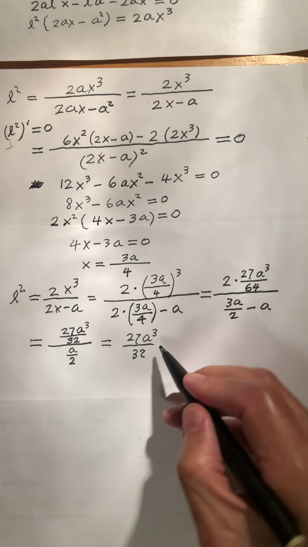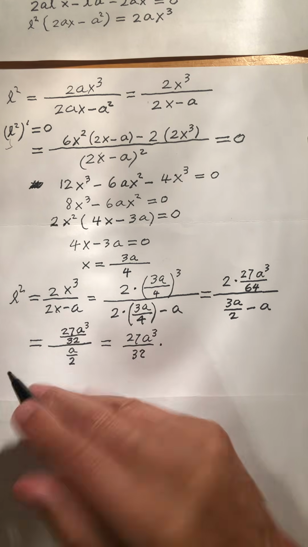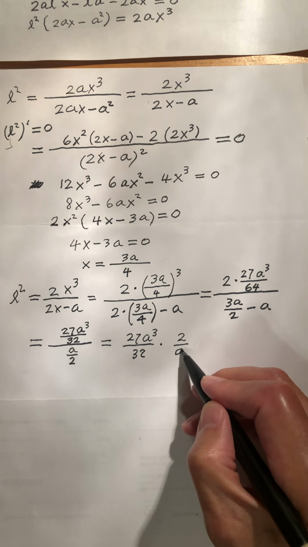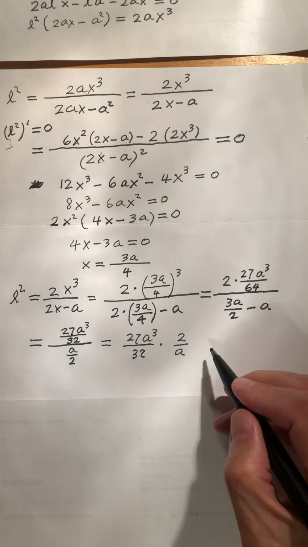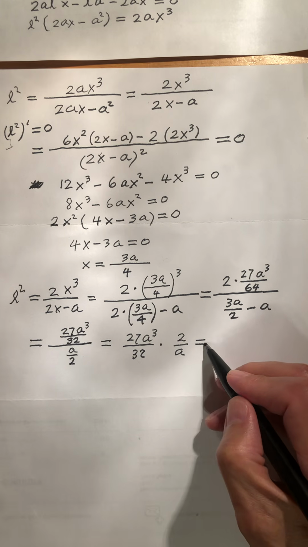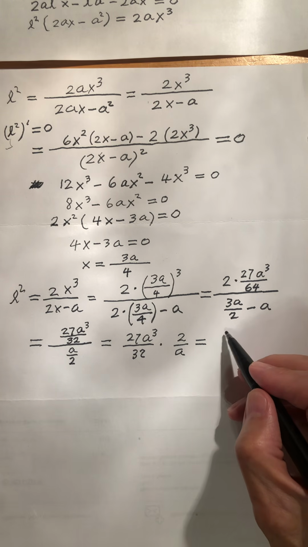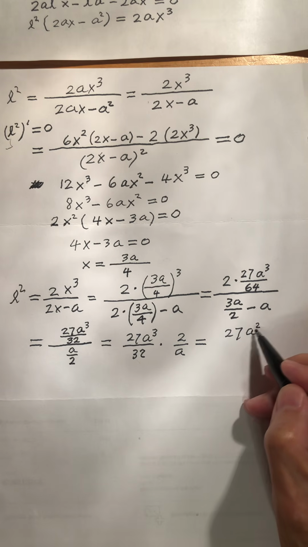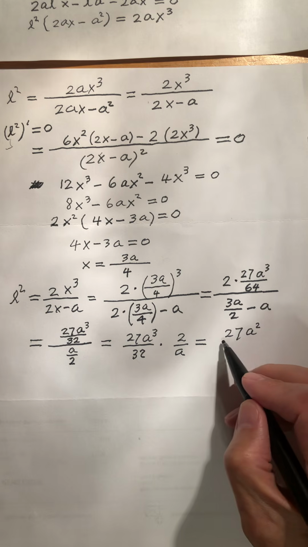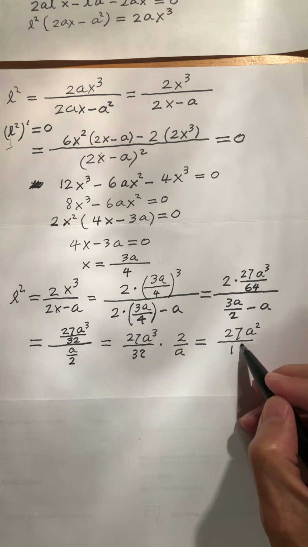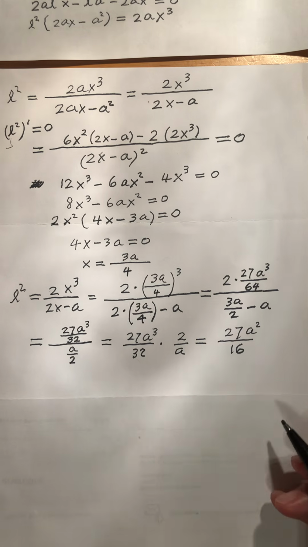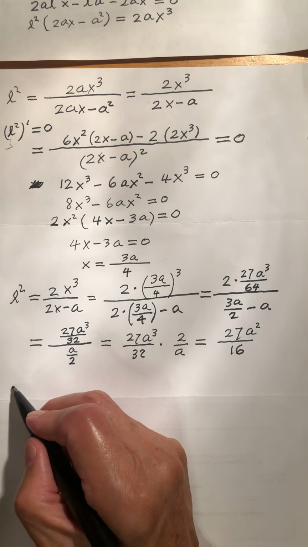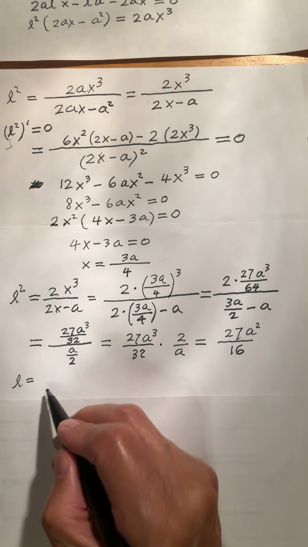Divide by this is multiply. I flip the denominator, it is 2 over a. A cubed and a can be reduced to a squared. So I have 27a squared, and 2 and 32 reduced is 16. So this is my L squared. Therefore, L is the square root of this.